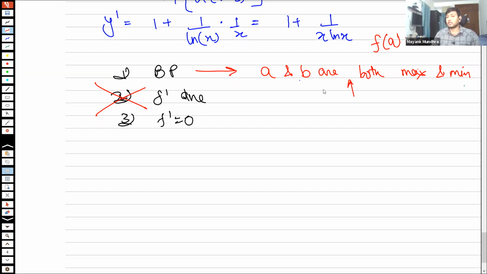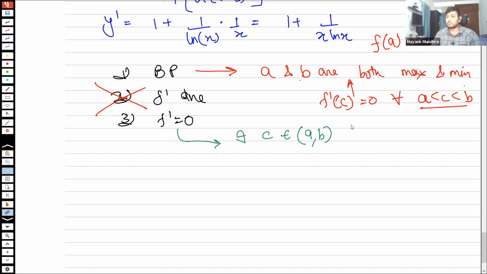So then what it implies is that f prime c should be equal to 0 for all c with A less than c less than B. So for all c values between A and B, f prime c is 0. So this is trivially true. And if A and B are not both maxima and minima simultaneously, then there exists c belonging to A to B which is a maxima or minima. So the only possibility is that at this point c, your f prime must be equal to 0.